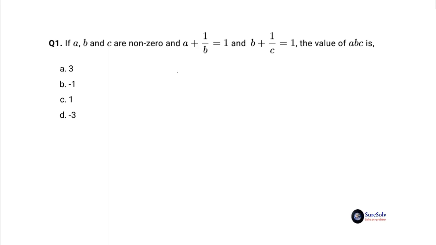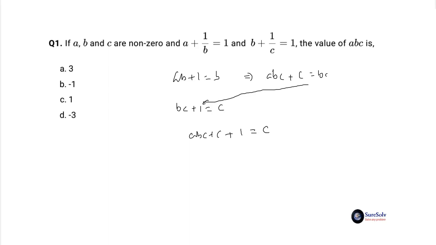From the first equation we get AB plus 1 equal to B, and from the second BC plus 1 equal to C. Multiply the first by C to get ABC plus C equal to BC. Substitute the value of BC in the second equation. You get ABC plus C plus 1 equal to C. C is cancelled out. We get ABC equal to minus 1. Answer is option B, minus 1. An easy problem, a little tricky but still easy.